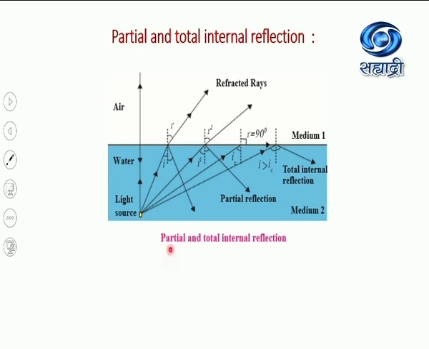If I is increased further, there is no refraction, all light gets reflected. So, there is no refraction of light, all the light enters water again, no refraction takes place. This is the total internal reflection.